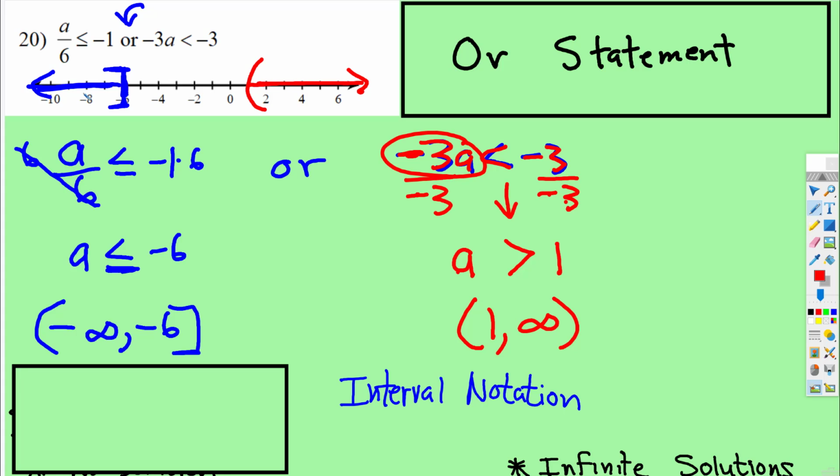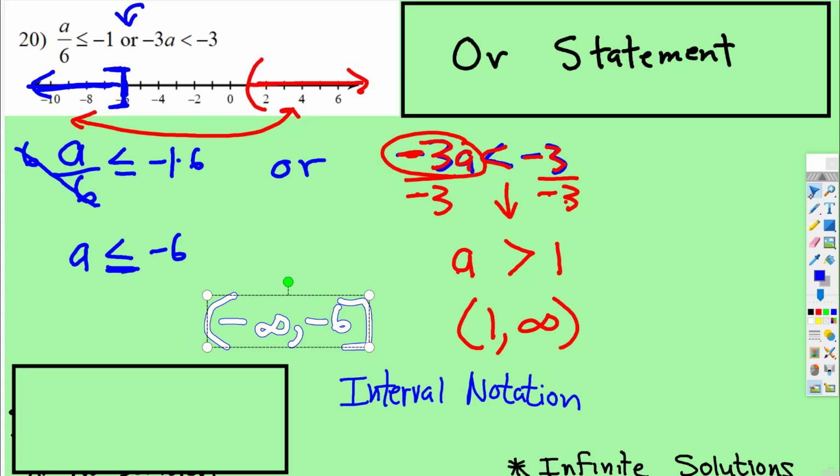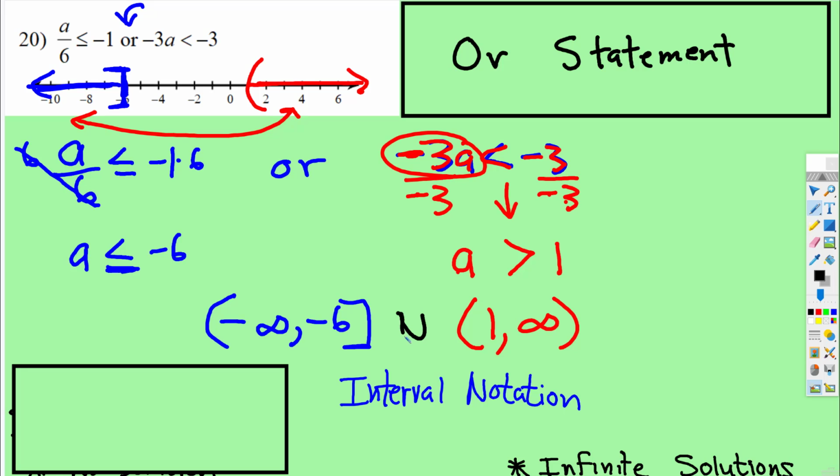And now either this or that is true. And then what we could do is I could actually move these things closer to each other and put a union symbol between those. It's kind of a flat looking U. There you go. All right, that's it for this one.